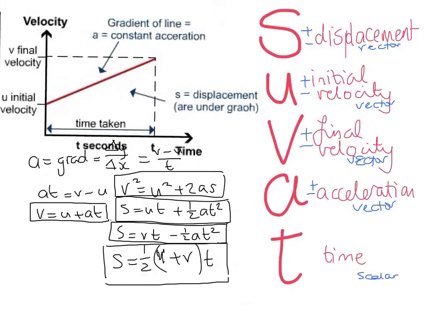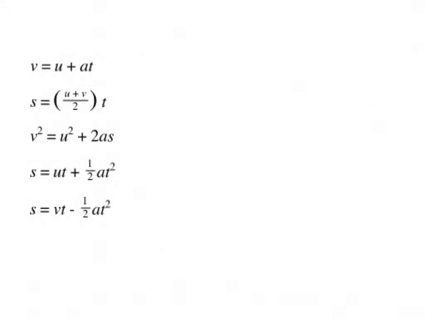So how do we use these equations to solve the problem? You start your question off by writing down SUVAT and seeing what information you've got. Have you got the displacement? Have you got the initial velocity, the final velocity, the acceleration assumed to be constant all the time? Fill in the information that you've got.